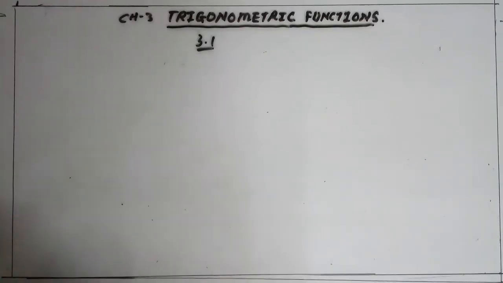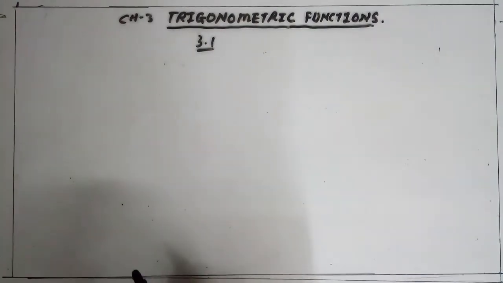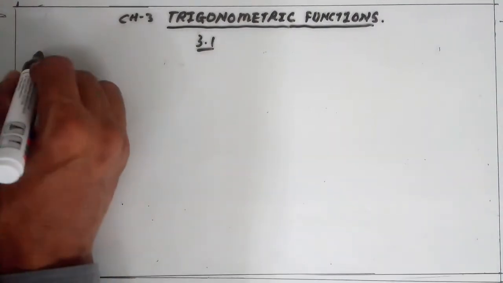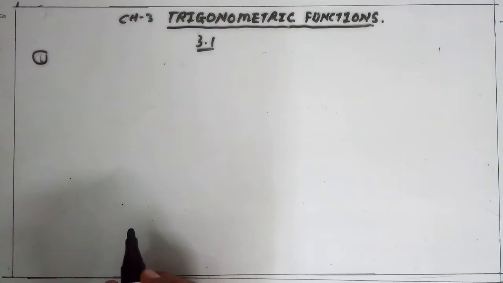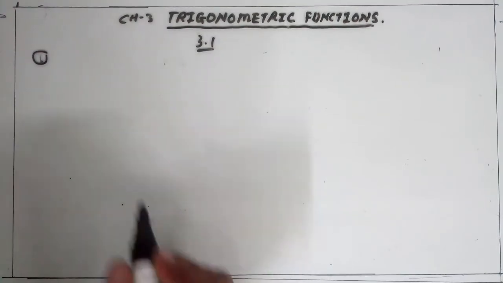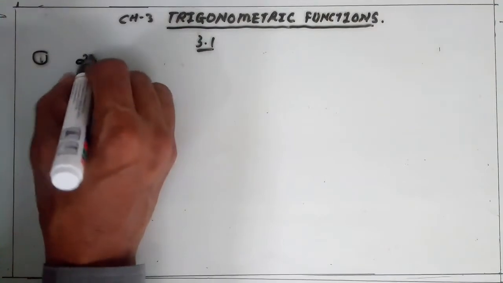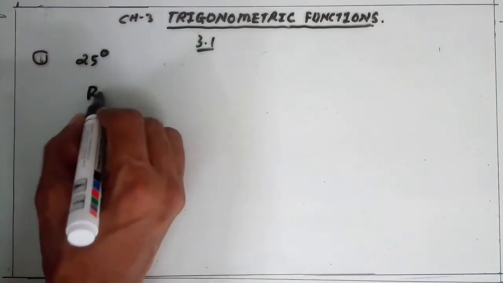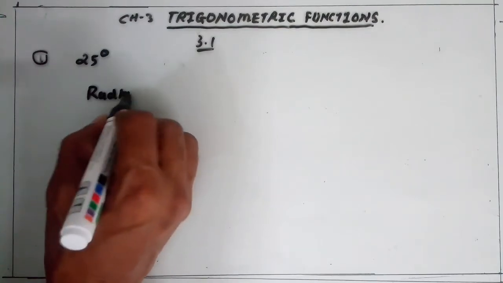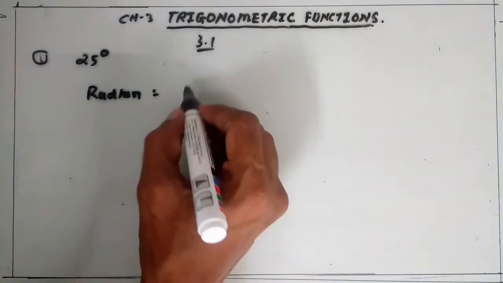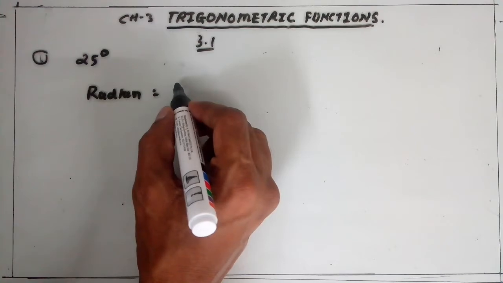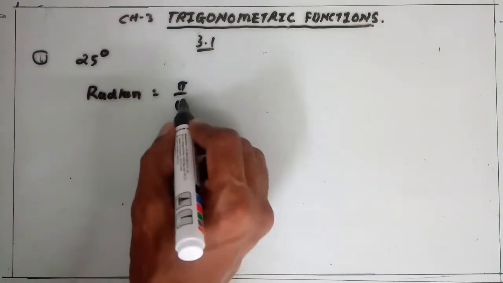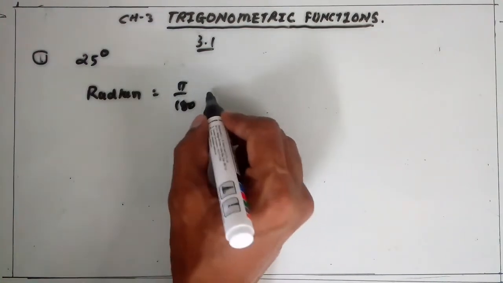Now here we solve some questions of exercise 3.1. First question: find a radian measure corresponding to the following degree measure. First, given 25 degree. We know that radian measure is equal to pi upon 180 into degree measure.